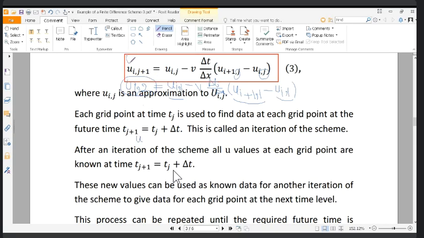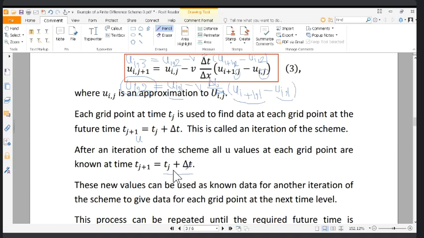u_i,3 is equal to u_i,2 minus v delta t over delta x, times u_i+1,2 minus u_i,2. When we move from T1 to T2, it's called an iteration. So an iteration is the move from the time level j to the next time level, for example t_j+1 equals t_j plus delta t. When we compute u_i,j+1, we do an iteration.